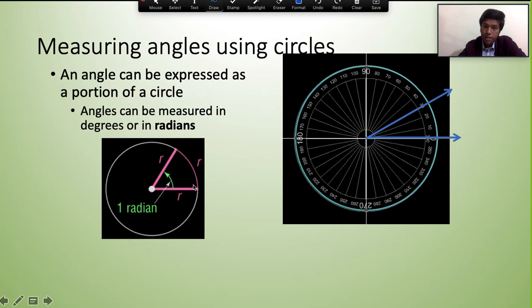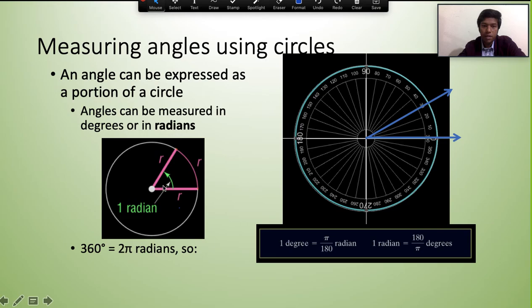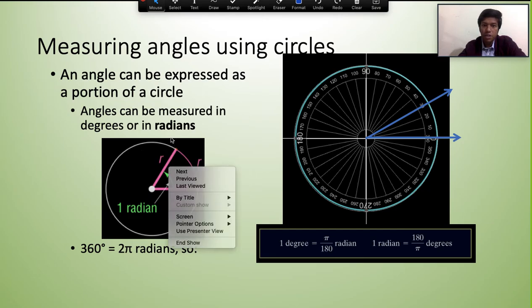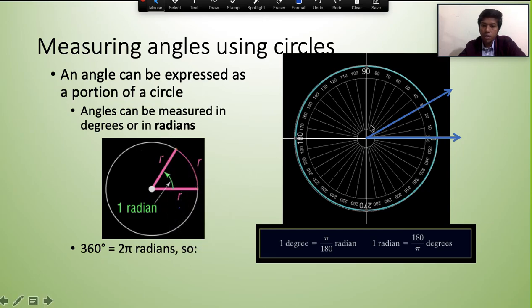If the arc length is the same as the radius, this is called 1 radian. The angle at the center is 1 radian. And the relationship between degree and radian is: in degree measurement we have a total of 360 degrees, and in radian measurement we have a total of 2 pi radians inside the circle.